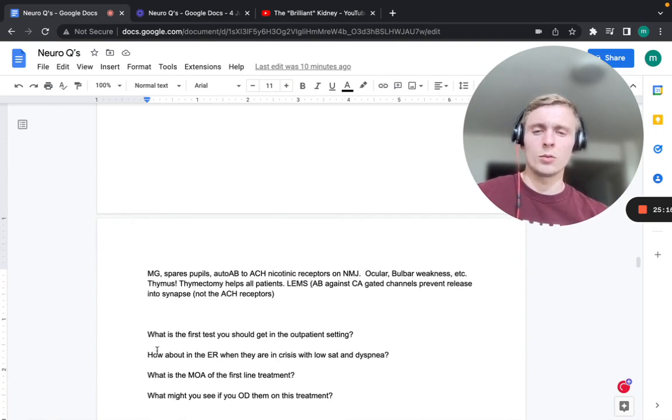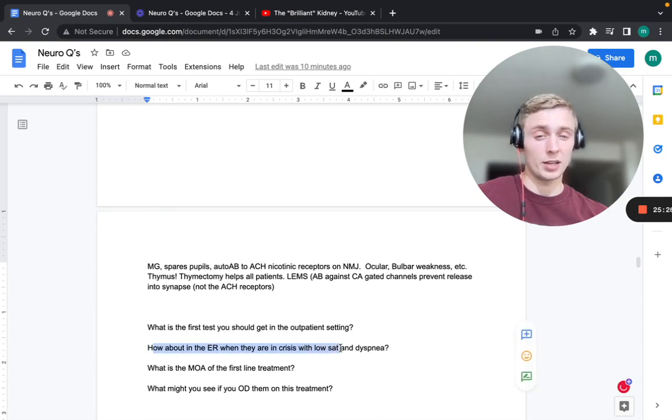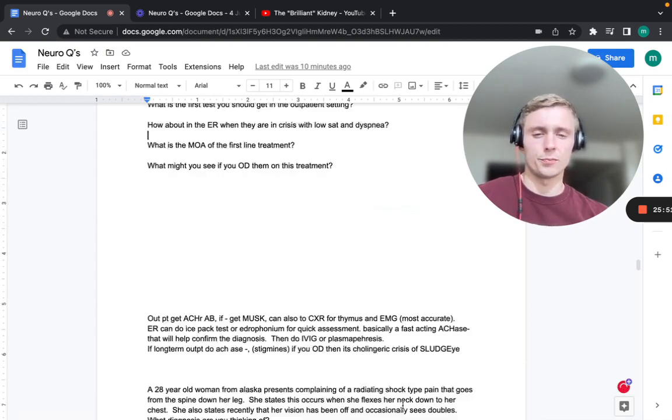Another few questions. What is the first test you should get in the outpatient setting? What's the first test you should get in the outpatient setting for this patient? How about in the ER when they're in a crisis with low O2 saturations and dyspnea? So how would you do it if they just showed up, you didn't know they had this diagnosis, and now they have low sats and dyspnea? What is the mechanism of action of the first line treatment? So how does the first line treatment really work when we give it? And what might you see in an overdose if you overdose them on this treatment? So a couple important questions here.